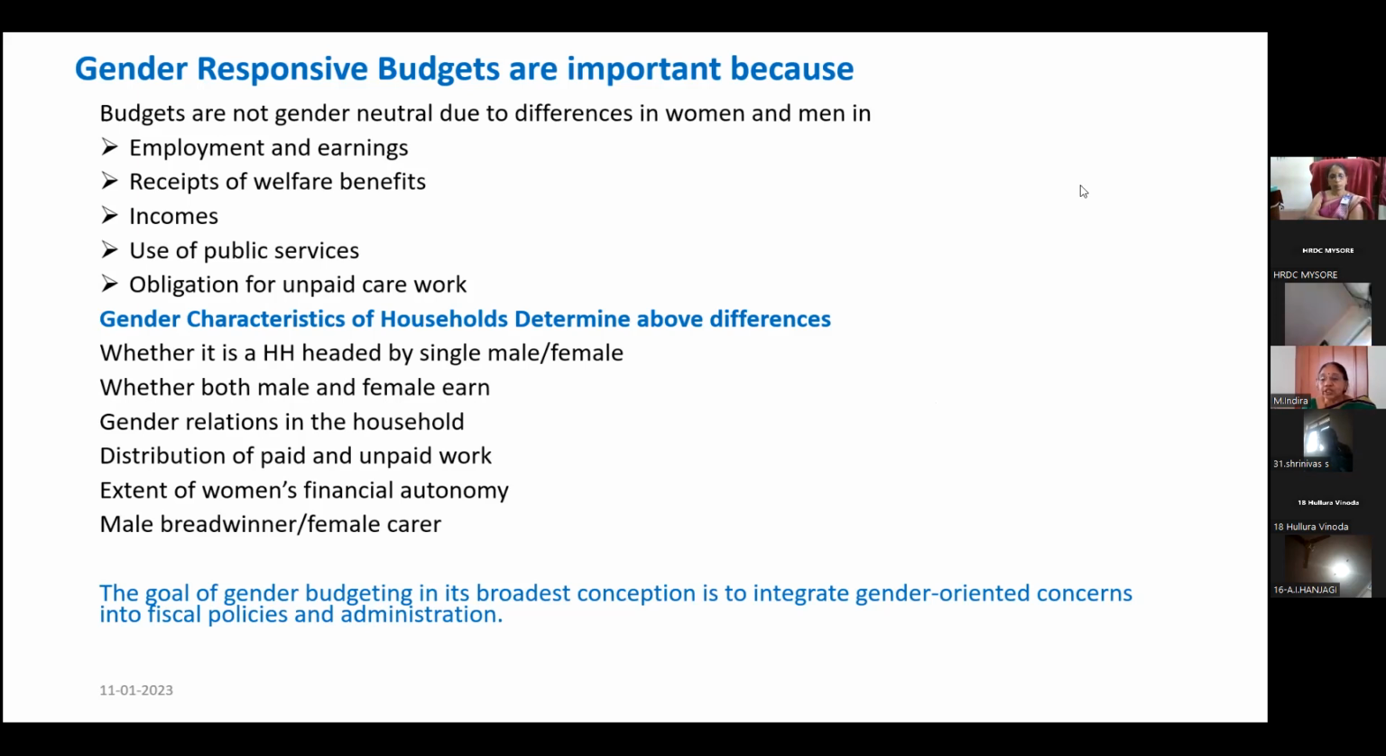All these are gender-oriented concerns. These gender-oriented concerns are to be incorporated in the fiscal policies and administration, and gender budgeting is a tool to do that. Through gender budgeting, it is possible to integrate gender-oriented concerns into the fiscal policies and administration.